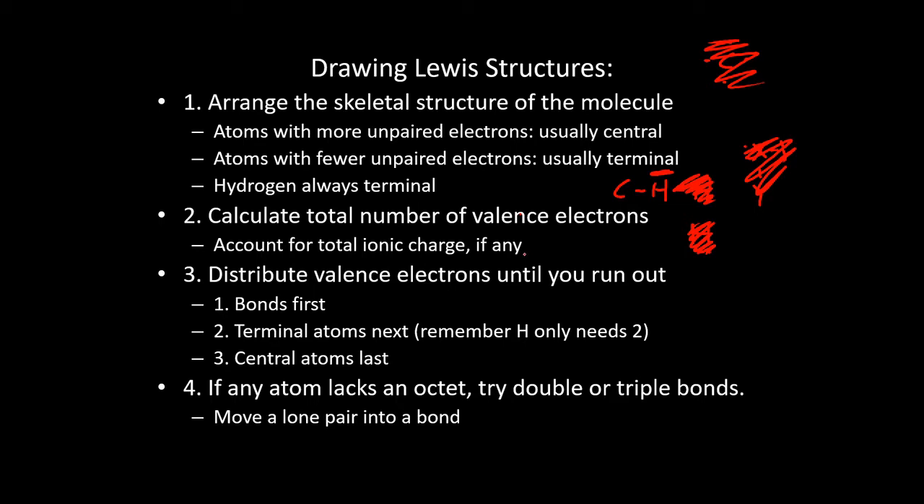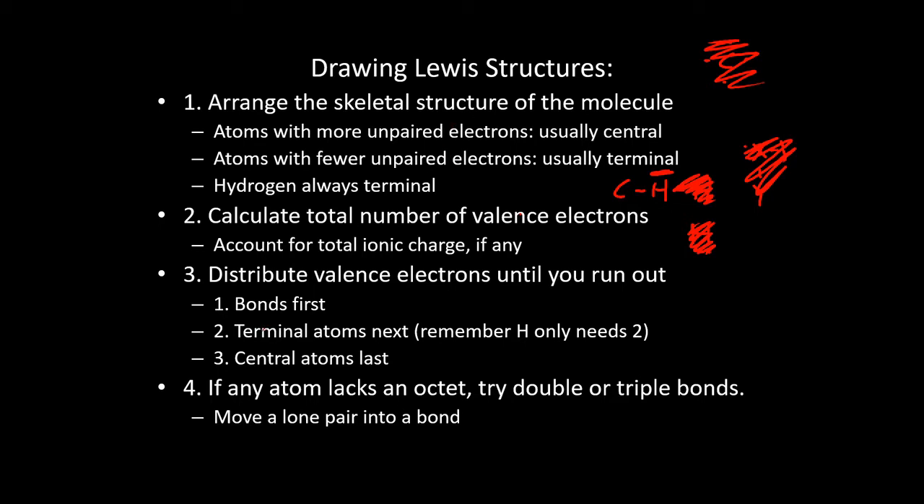And we'll see examples of that in just a minute. Rule number 3. We're going to distribute the valence electrons until we run out. We're going to do that by putting the bonds in first, and usually I put those single bonds in at the very beginning. I don't wait until this point to put the single bonds in. If we know the skeletal structure up here, they have to at least have a single bond between all the atoms in the molecule. So we might as well put the single bonds in up here.